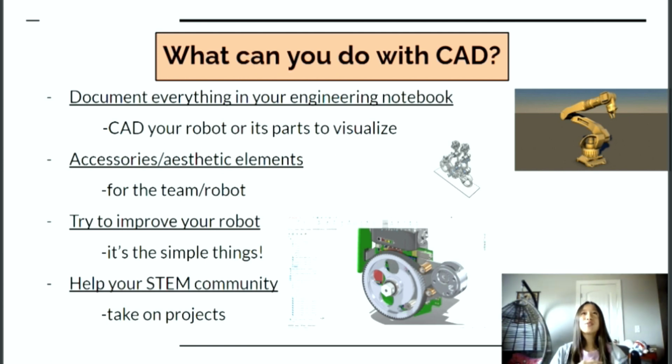Now, the last thing you can do is take on projects. To help you expand what people know about your robot with the community, you can take on projects, and CAD can help you design stuff so that when you show it to other people, they are going to be like, wow, that's actually really cool. So again, this can really help with outreach in general.